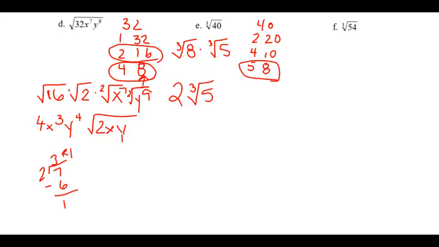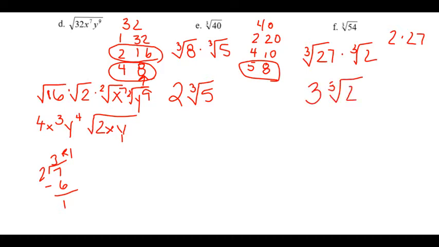And our last one for this slide, we have the cubed root of 54. With 54, I know that I can do 2 times 27, and I happen to know that 27 is a perfect cube. So we'll do the cubed root of 27 times the cubed root of 2. The cubed root of 27 is 3, so we'll have 3. The cubed root of 2 is not perfect, so we're going to leave it under the radical. So it'll be 3 times the cubed root of 2.